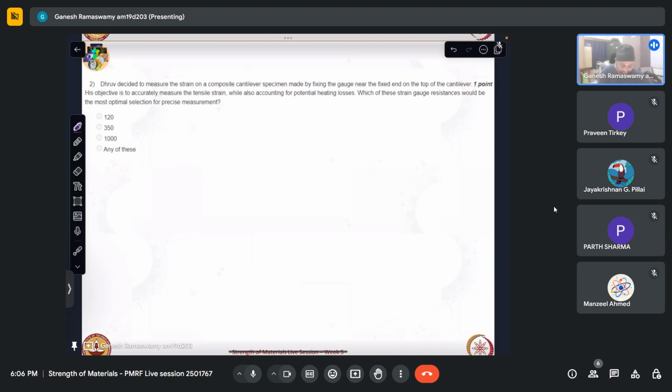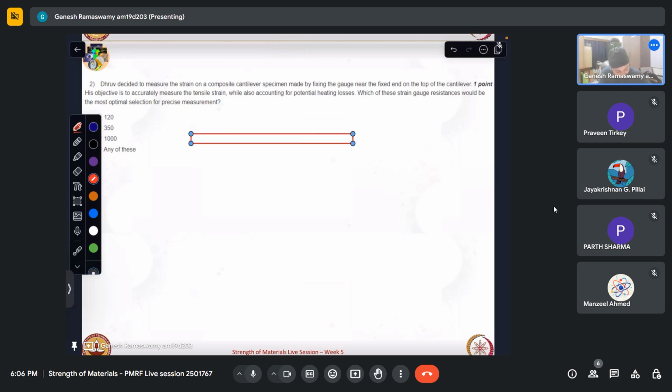Dhruv decided to measure the strain on a composite cantilever specimen. So there is some information given. So we have a cantilever specimen. Let me draw the cantilever specimen like that. Let this be the side section and let this be the top view. So the cantilever is maybe fixed like that. So he decided to measure the strain on a composite specimen by fixing the gauge near the fixed end at the top of the cantilever. So what he did at the top, he has pasted a strain gauge essentially.